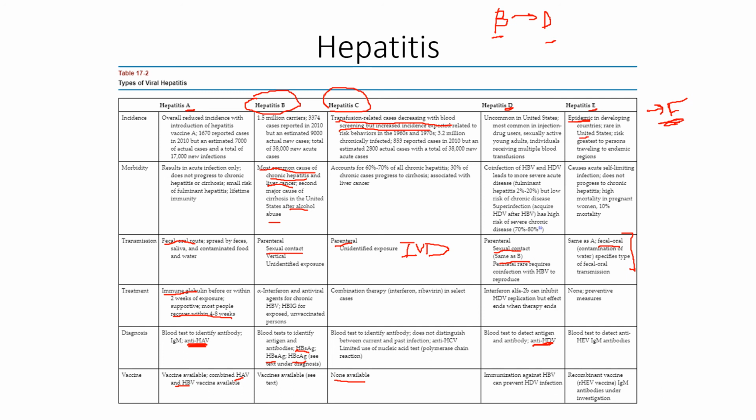Very rare in the United States, but people who do travel to an endemic region where this is common, certain regions in Africa, can come back with hepatitis E by eating contaminated food or drinking contaminated water. Unfortunately, there's no preventative measures, but there is a very good recombinant vaccine against hepatitis E. And again, all of these can progress to hepatitis F, fulminant hepatitis, where the liver is undergoing failure.